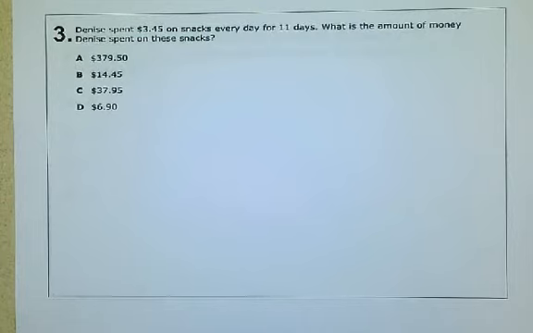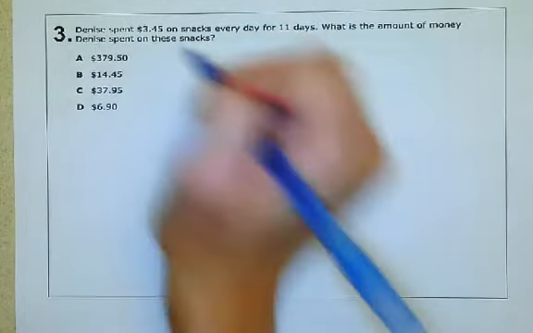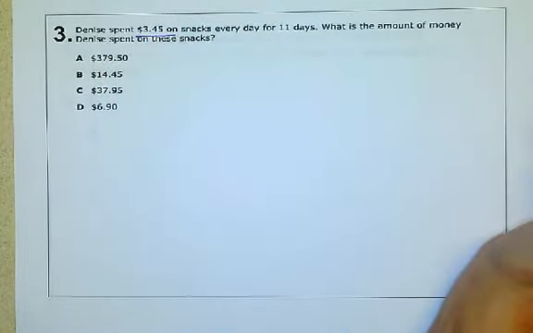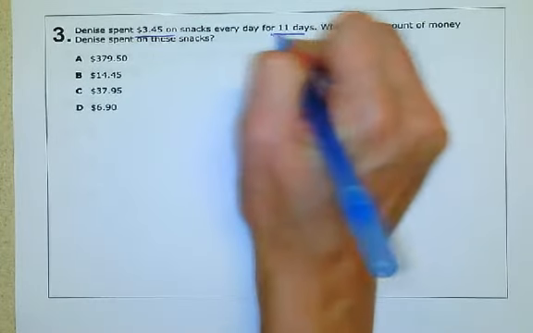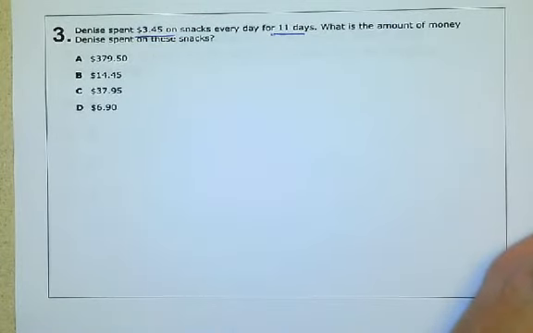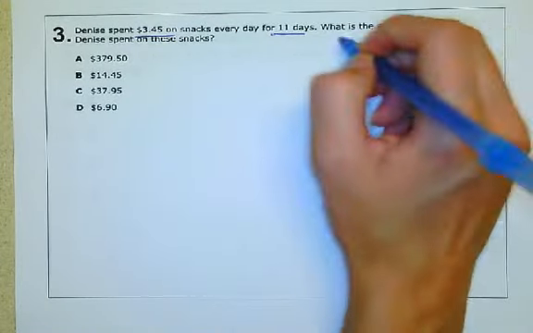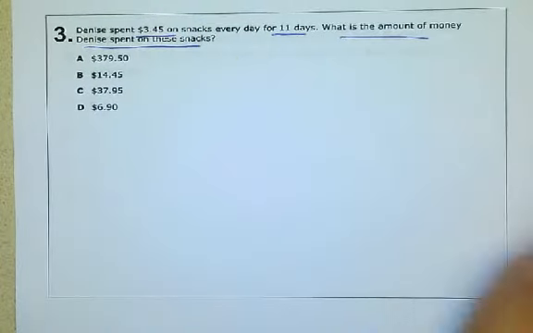Alright, so I need to figure out what is the important information. If you have the number 10 on your desk, raise your hand. Alright, Joshua, can you tell me what is the important information in this problem? Okay, so how much she spent on snacks, so $3.45, and she did that for 11 days. What else? So how much did she spend on these snacks?